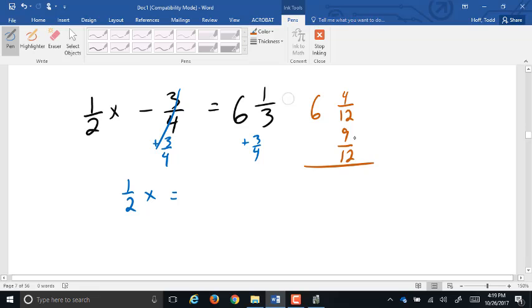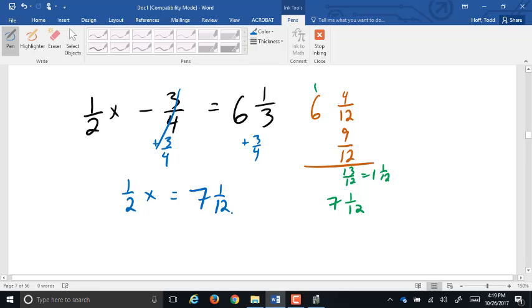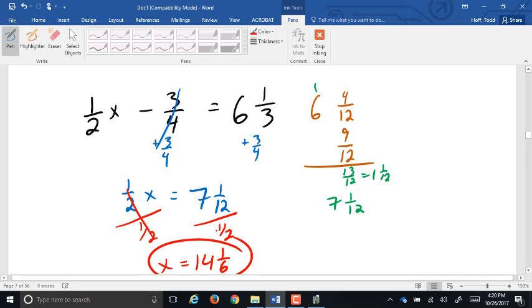That's 13/12, or 1 1/12. So we keep the 1/12, carry the 1s, that's 7. So this is 7 1/12 here. And then we can divide by the 1/2. Gives us x equals 14 1/6. Or we can take that and apply this least common denominator to it.